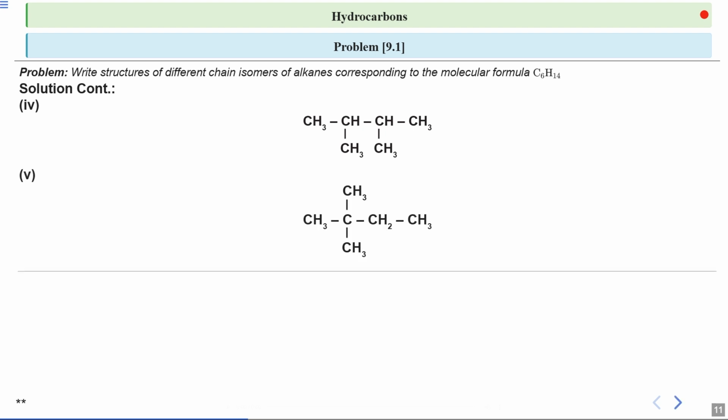Similarly, we can take one more example. Here the chain length is the same, similar to the fourth one, but the position of the substituent is changing. So this is a kind of positional isomer where both the methyl substituents are on the same carbon rather than remaining on 2 adjacent carbons. So this is another distinct arrangement of the carbon and hydrogen atoms, showcasing the versatility of the organic molecule. Each of these isomers can have different physical and chemical properties, even though they share the same molecular formula.